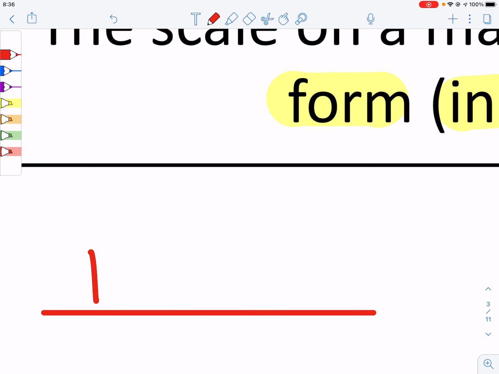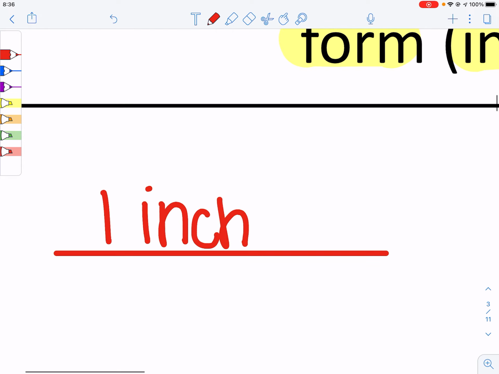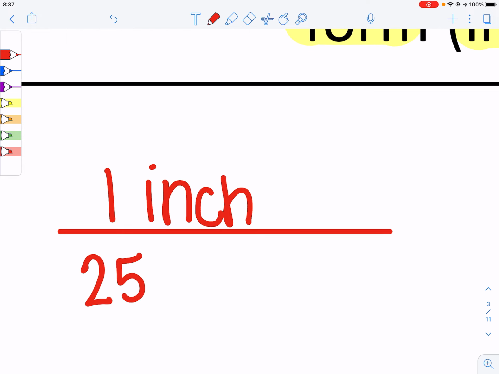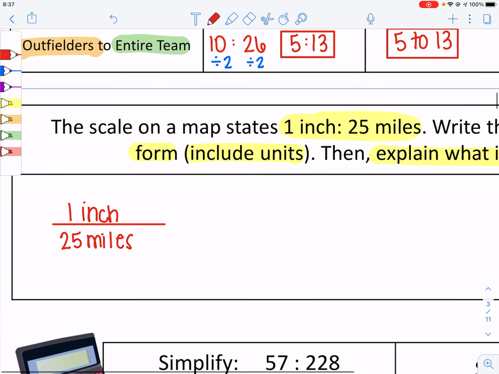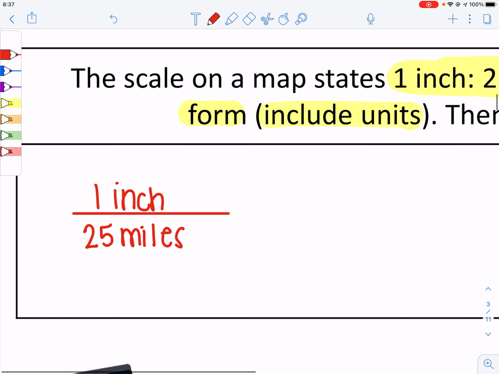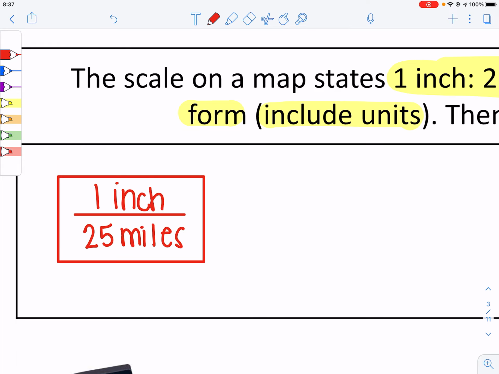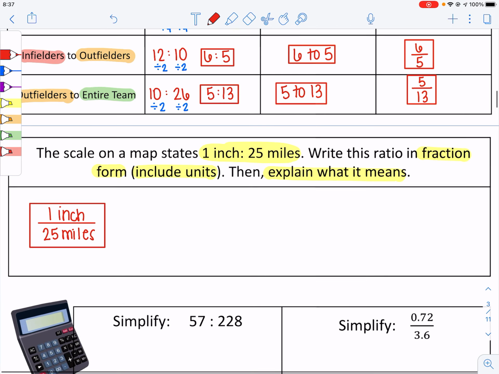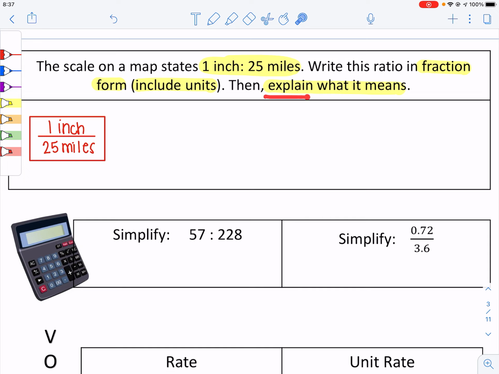So we know it's 1 inch for every 25 miles. Okay, and then the last thing they're asking me to do, so here's one of my answers. I just write it as a fraction, and then check to see if you can simplify. It's 1 over 25, which we cannot simplify, so we just leave it like this. And then last thing it says is, explain what this means. So in terms of this map, explain what this is saying.